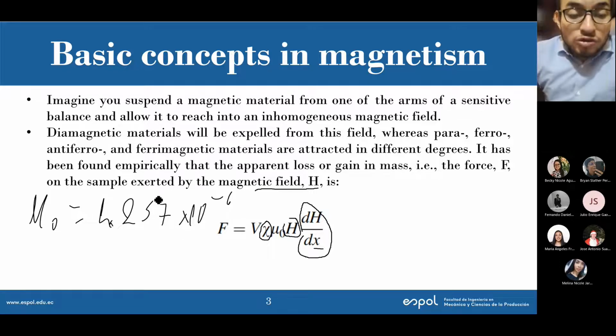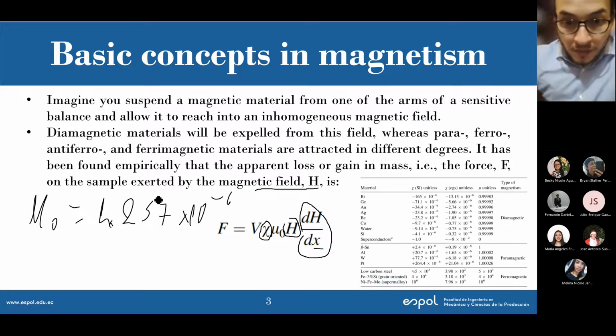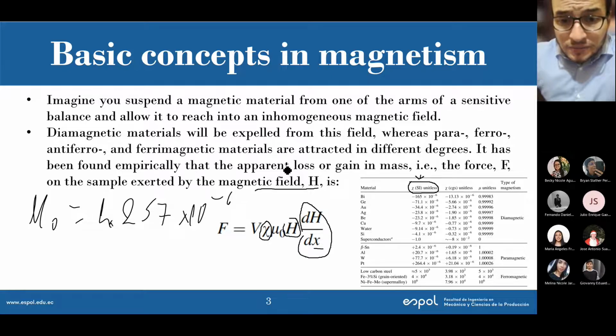This is one of the most basic, simple equations that allow me to calculate the force that is exerted on a material due to a magnetic field. And here you can see the constants. You can see chi. Okay, chi is unitless. We'll always use the SI units, right? It's unitless.